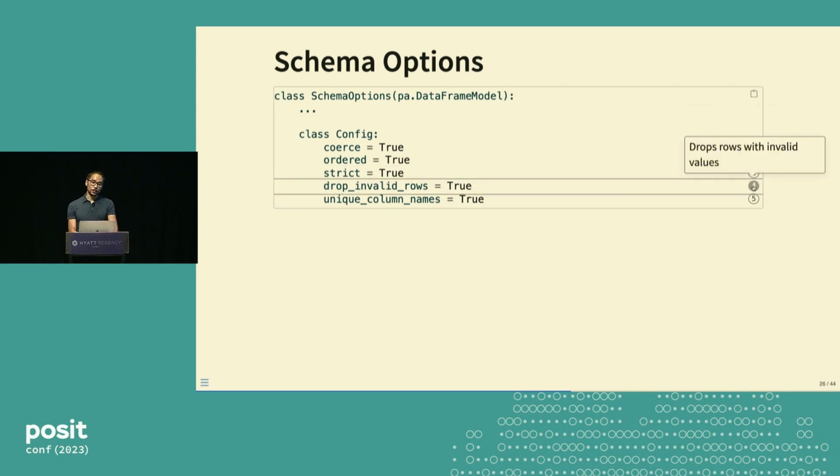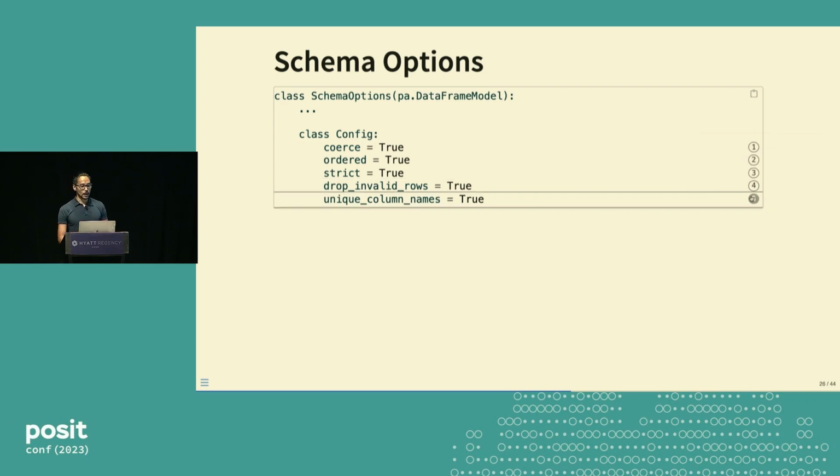I can say drop invalid rows equals true, and any checks that fail are considered invalid rows, and those are dropped, if that's what you want. And then finally, unique column names is true just does what it says. There are a few more options, but these just want to give you a sampling.